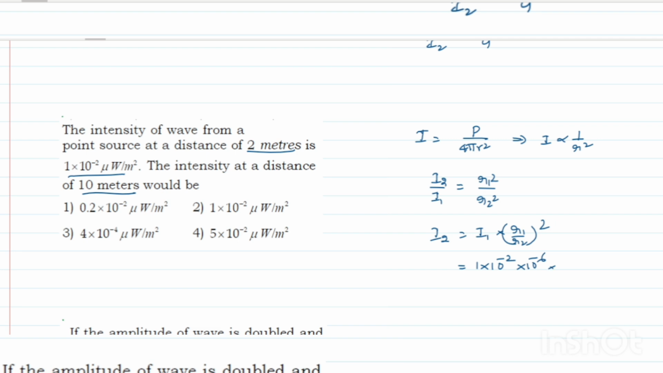R1 is given as 2 by 10 whole square, you can take 2 5 times. So here it becomes 10 power minus 8 into 1 by 5 whole square, means 1 by 25 you will be getting. When you are simplifying this, 1 by 25 means 0.04 into 10 power minus 8.